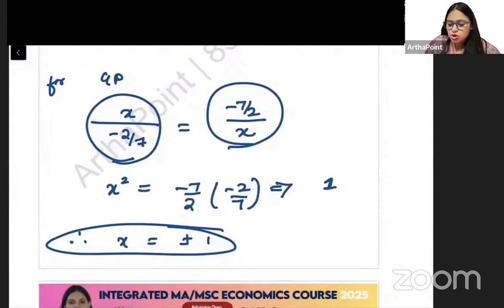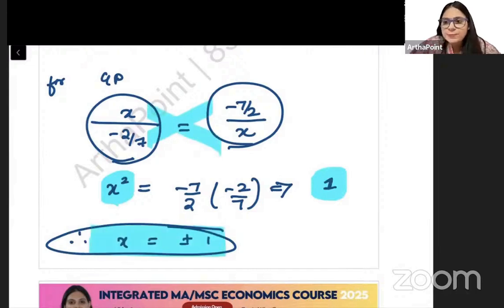Very simple. So when you solve for X, you will get X square is equal to 1. This can go here, this can go here. And X will be plus minus 1. So there are 2 values of X, plus minus 1.